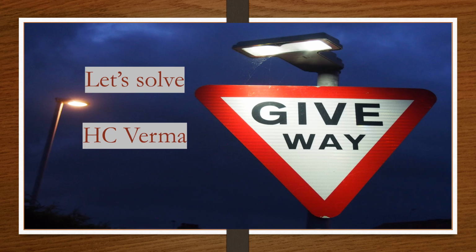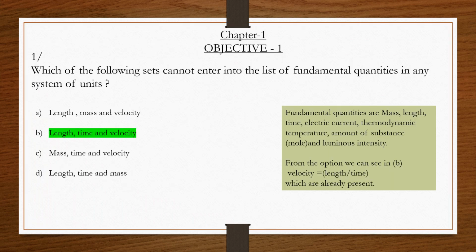So in this video we will discuss some HC Verma questions. So let's begin. Today we will discuss the objective part 1 from the first chapter, and here is our first question. Which of the following sets cannot enter into the list of fundamental quantities in any system of units? The options are: length, mass and velocity; length, time and velocity; mass, time and velocity; and length, time and mass.